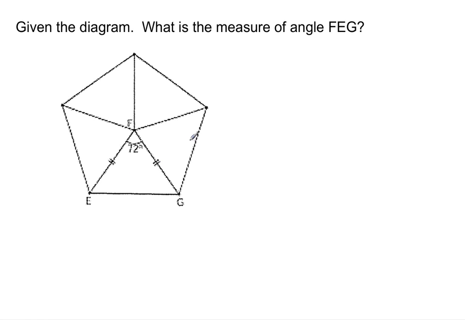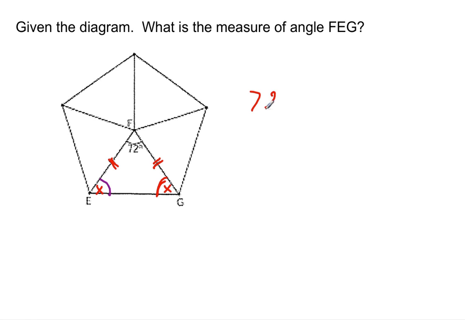Back to pentagon, 5-sided figure. We have to figure out what is the missing value of angle FEG, which is right here in this corner. So this opposite corner would have the same value. Why? Because of these two marks that are indicating that this triangle is an isosceles triangle.